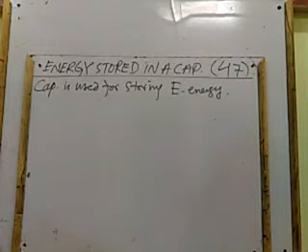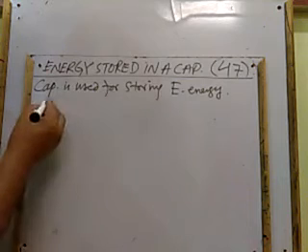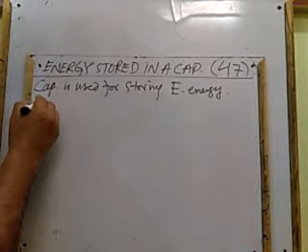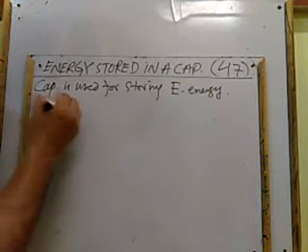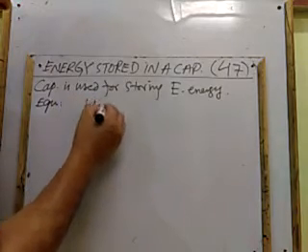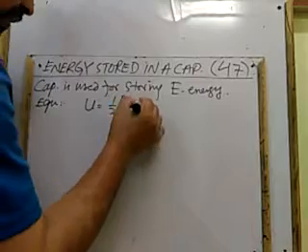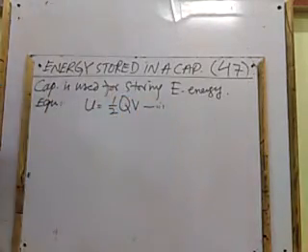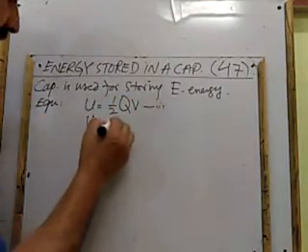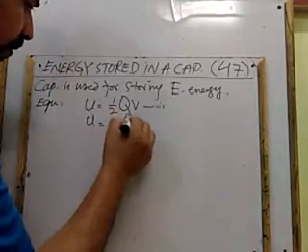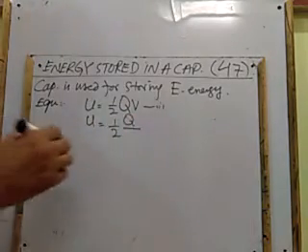In this topic we are going to explain what the amount of that energy is, and which factors that energy depends upon. Energy stored in a capacitor can be written in equation form: U, the symbol for energy, equals 1 over 2 Q into V. This is one form of the equation. Another form of the same equation can be written as 1 over 2 Q divided by C.